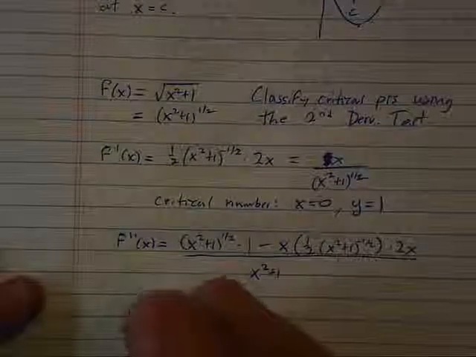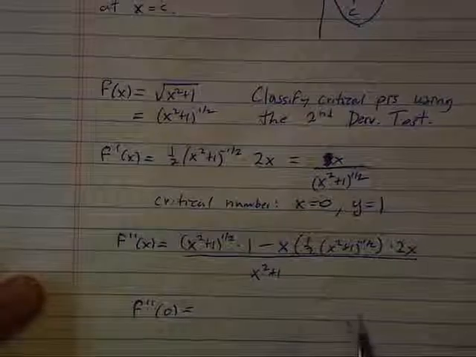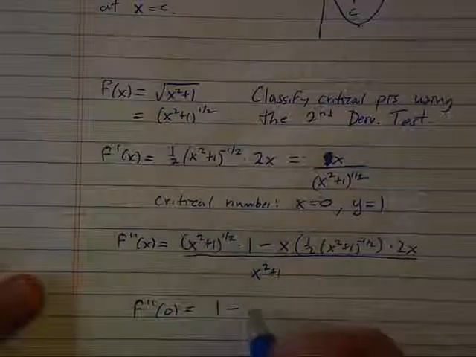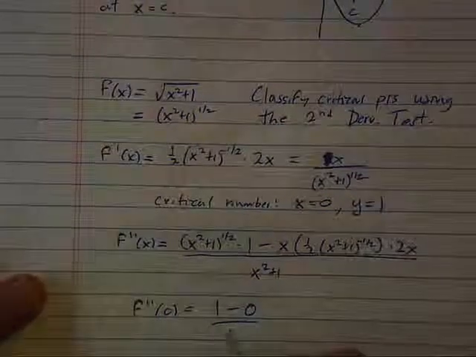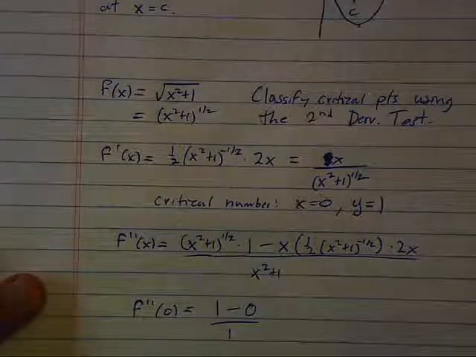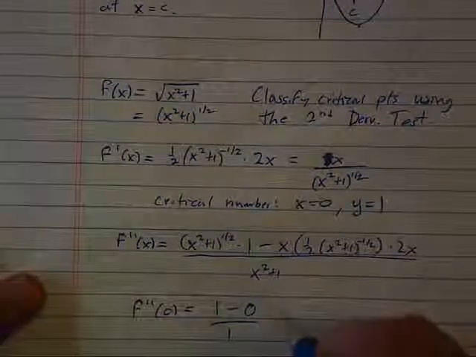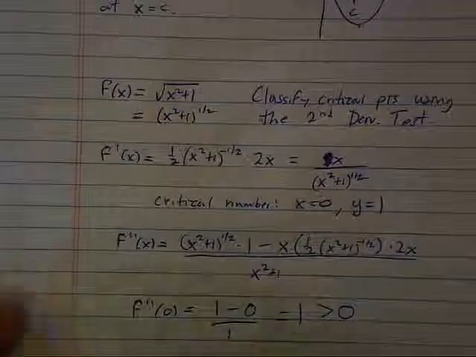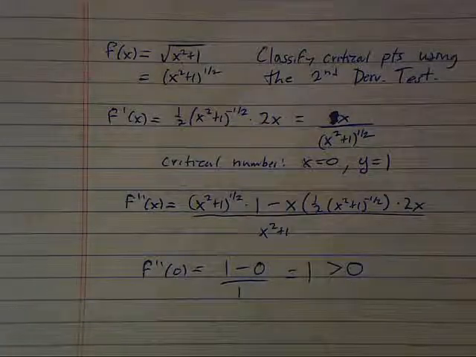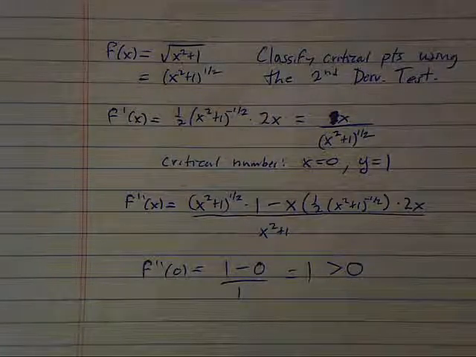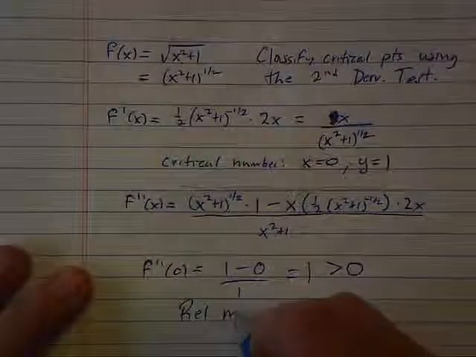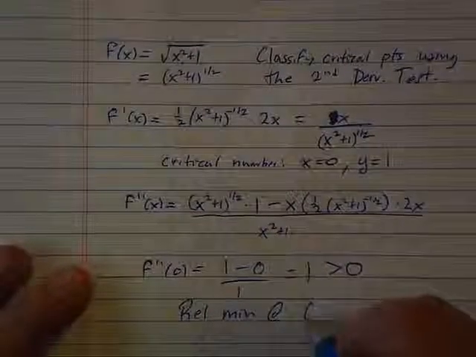F double prime at 0 is 1 minus 0 over 1, and that's very easy to simplify. You see why I don't waste my time simplifying? It's much easier to simplify when you just have numbers. My second derivative is 1, which is a positive number. So if my second derivative is positive, what does that tell me about my critical point? It's a relative minimum. So relative min at 0, 1.